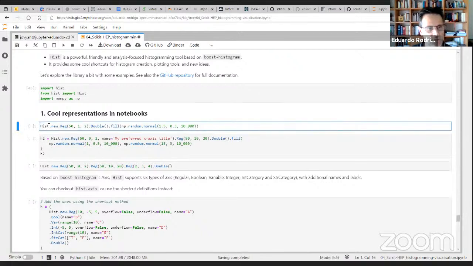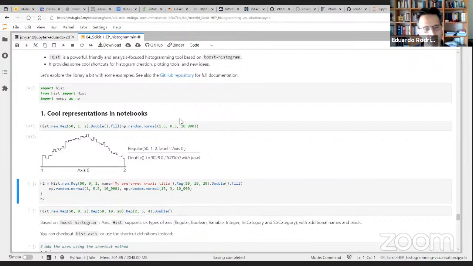So this is a one-line way of defining a regular binned histogram with double floating precision. You fill it with a normal distribution, 10,000 events, and off you go. And this is what I meant by it being meant to be used in notebooks, because it gives you immediately some representation for a histogram. A representation is a visualization, at least a simple one, and it also gives some extra information, such as again the entries inside the bin. You see there's again underflow and overflow, and with the flow you can have the information, all the bin entries. So nothing very surprising.